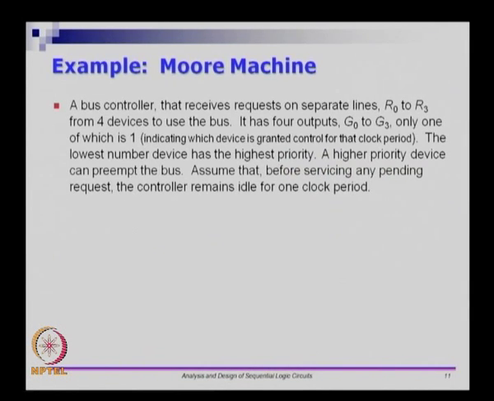So as a final example I want to give this. There is a bus controller that receives requests from R0 to R3, these are 4 devices, and there are 4 outputs G0 to G3, and only one of which should be 1, indicating which device is granted control. So imagine there are 4 devices contending, maybe there are 4 computers trying to print onto the same printer.